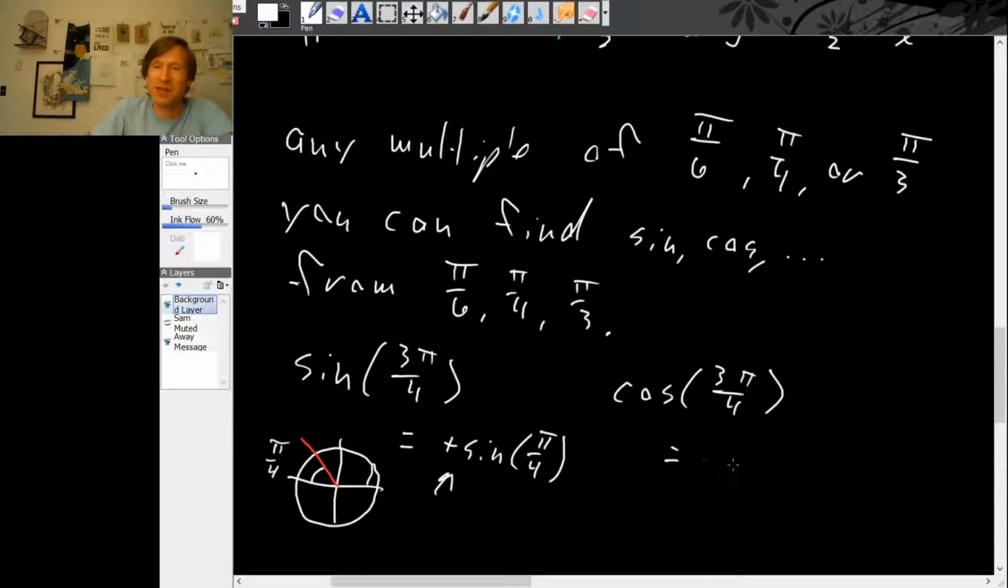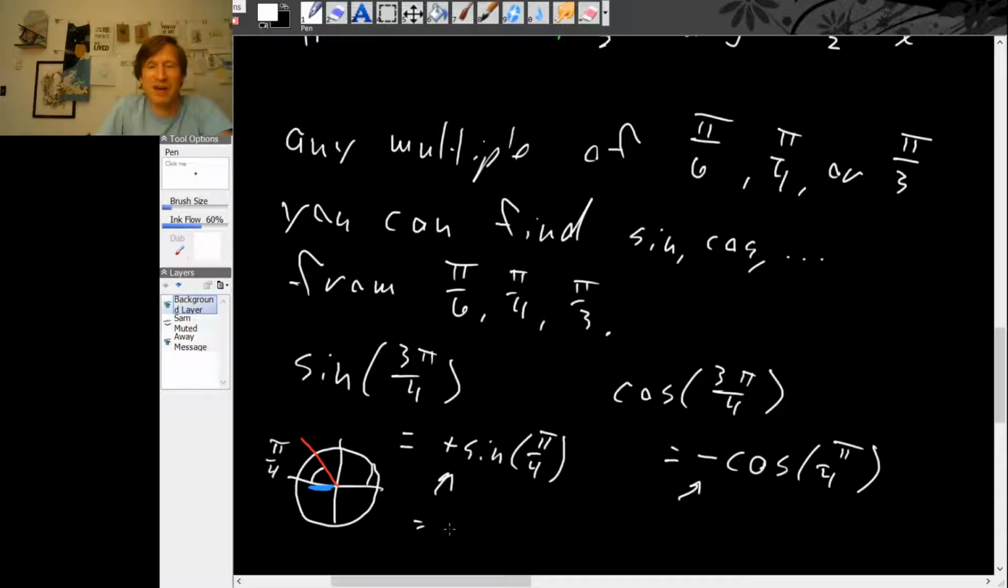By the same token, cosine of 3 pi over 4 is going to be the same as cosine of pi over 4, but either with a plus or a minus in front. And to choose the appropriate sign, we just need to think about what quadrant we're in. Cosine is talking about x-coordinates, and in the second quadrant, x-coordinates are negative. So negative cosine pi over 4.